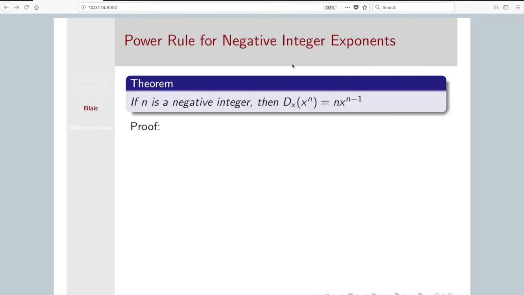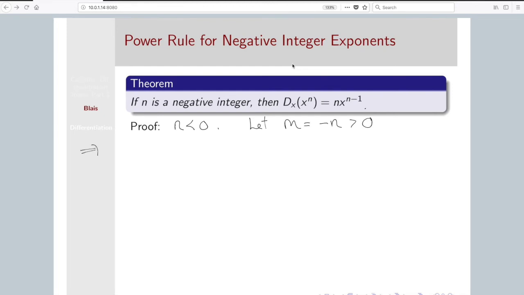So the next rule is a really convenient rule, and it's the power rule for negative integer exponents. If n is a negative integer, then the derivative with respect to x of x to the n is n x to the n minus 1. Same power rule that we had seen before. The proof of this uses the reciprocal rule. So if n is a negative integer, we can say n is less than 0. And let's just let m be its negative. So that'll be a positive value.